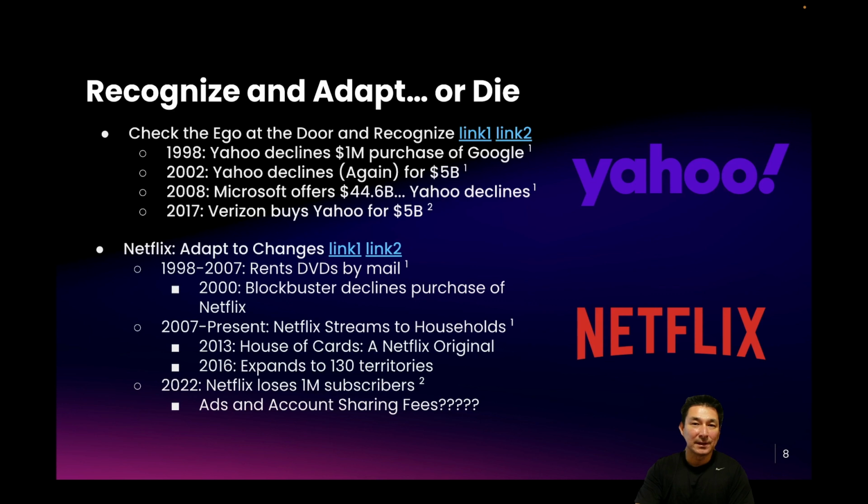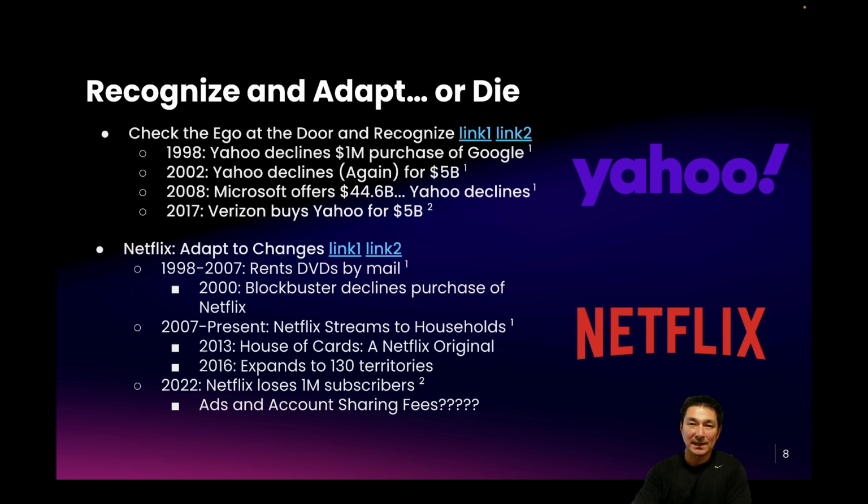The infamous story is that of Yahoo. If we look at Yahoo's history, in 1998, Yahoo declined to purchase Google for $1 million. Then, in 2002, Yahoo declined yet again to purchase Google for $5 billion. In 2008, Microsoft offered to buy Yahoo for $44.6 billion. Yahoo declined. Ultimately, Yahoo went through a rapid decline, and in 2017, Verizon ended up buying Yahoo for only $5 billion.